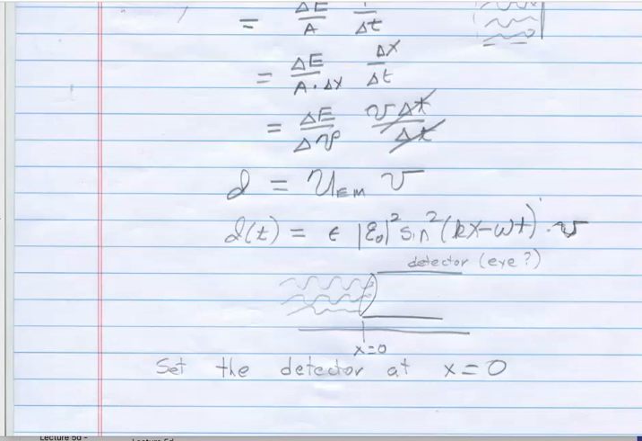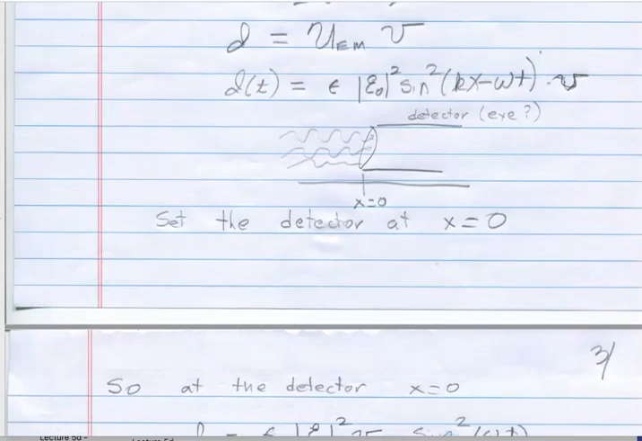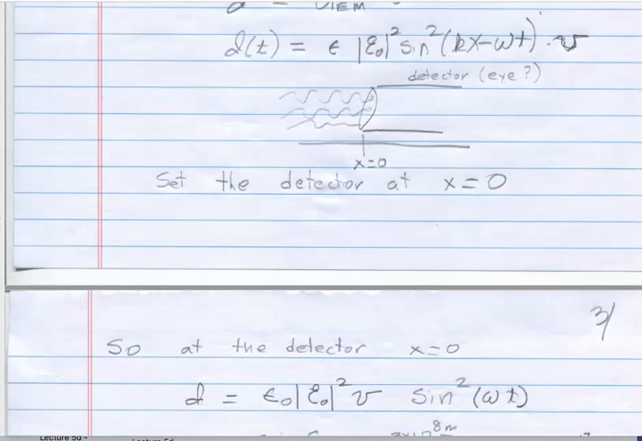Could be an eye. And what I'm going to do is, I know that the intensity varies like this everywhere in space, but I only want what the intensity is at my detector. So I'm going to set my origin at x equal to 0 here. And when I do that, this reduces to sine of minus omega t, which is minus the sine of omega t. But since it's all squared, it's the same as sine squared omega t.